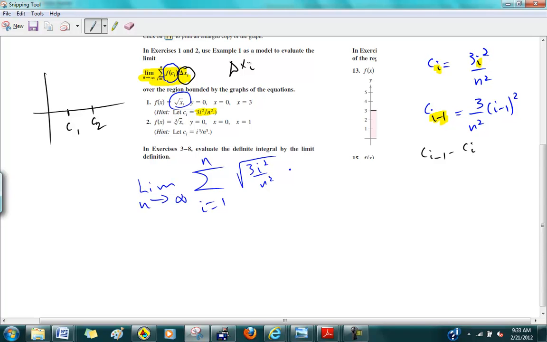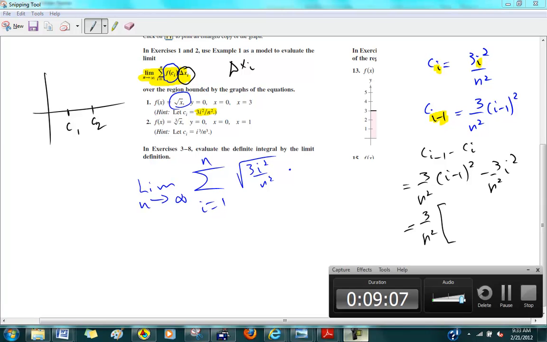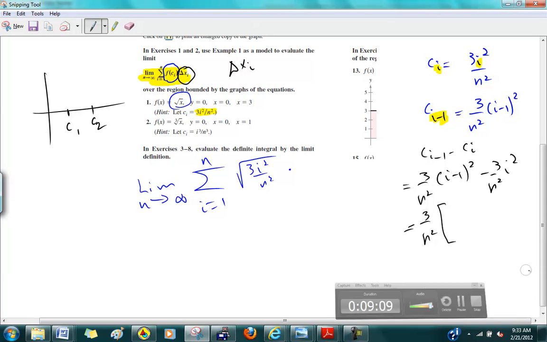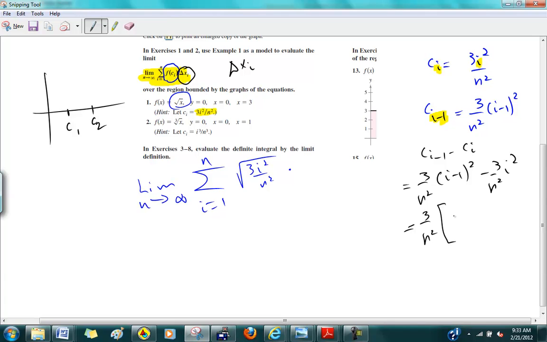Stop zoning. So let's do the subtraction. I get 3 over n squared, (i minus 1) squared, minus 3 over n squared, i squared. Does everybody see where the subtraction is coming from? I'm subtracting 2 consecutive C values that will give me the width of the rectangle. Do the algebra in here. (i minus 1) quantity squared. Foil it. Someone foil it.